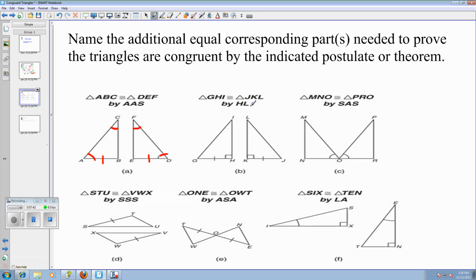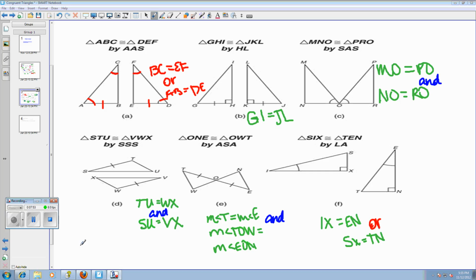We should have, by the hypotenuse leg theorem, these two triangles are congruent. So what needs to be said about each of these? Alright, so you should have had time to go through and prove each of these, what you needed to say about angles or sides that makes each of these triangles congruent. So by the hypotenuse leg theorem, we have to use GI equals JL so that we have a hypotenuse and a leg and a hypotenuse and a leg.